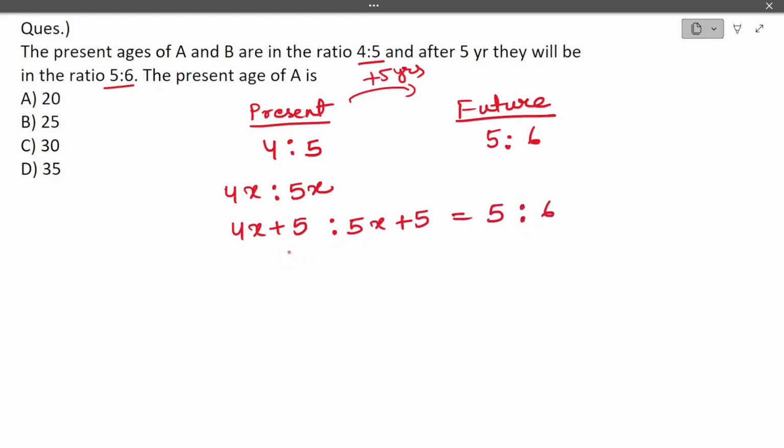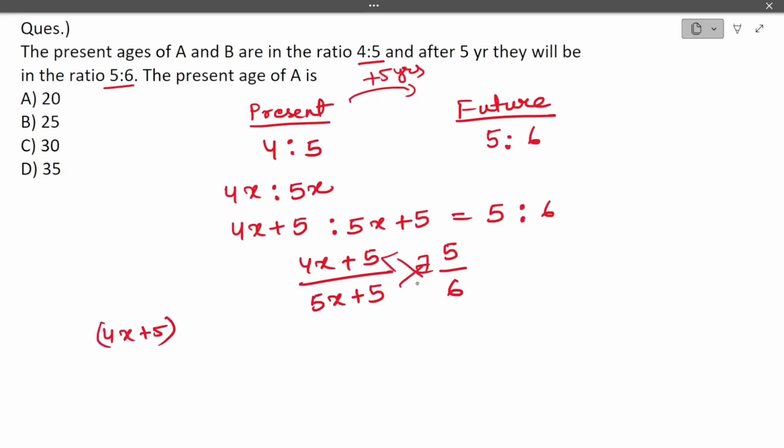This statement can be written in this way: 4x plus 5 over 5x plus 5, and 5:6 we can also write as a fraction like this. Now the things become easier. We just need to solve these equations. So let's solve it. 4x plus 5, this 6 will go there, and this will go there, and we will create one simple equation.